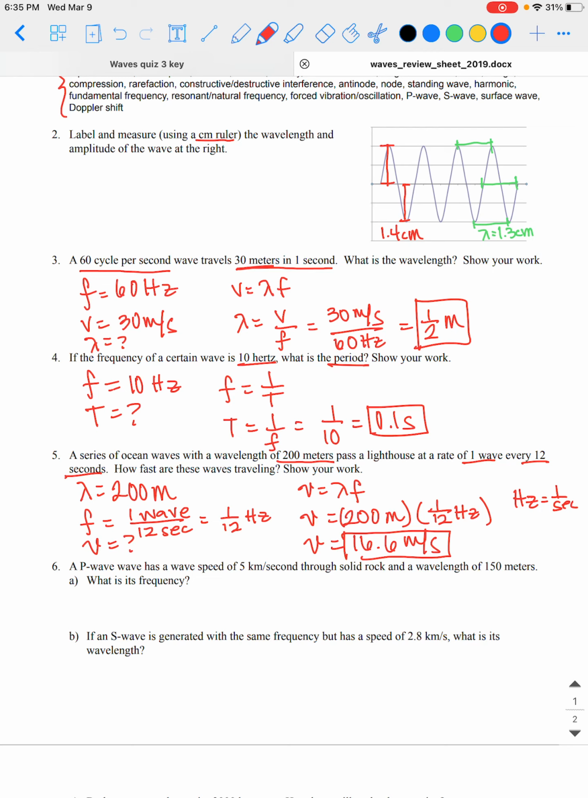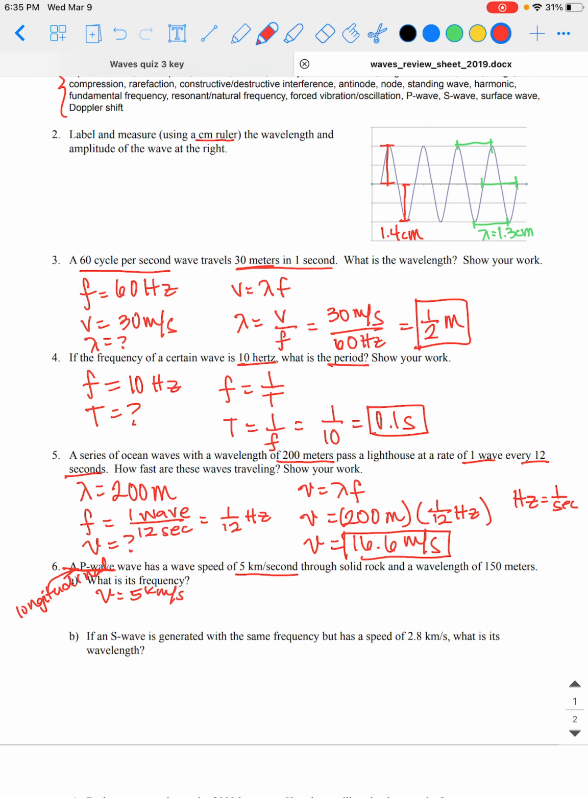Okay. The next question talks about a P wave, and a P wave is an earthquake wave, and a definition you definitely want to know, even though it might not be relevant to this problem, is the fact that a P wave is a longitudinal wave, and an S wave is a transverse wave. And I always like to think of S as the shape of a transverse wave to help me memorize that. So the P wave has a wave speed of 5 kilometers per second.